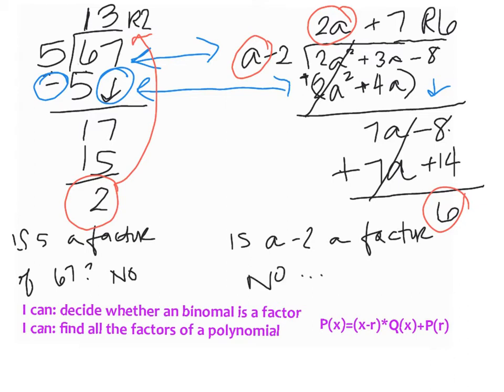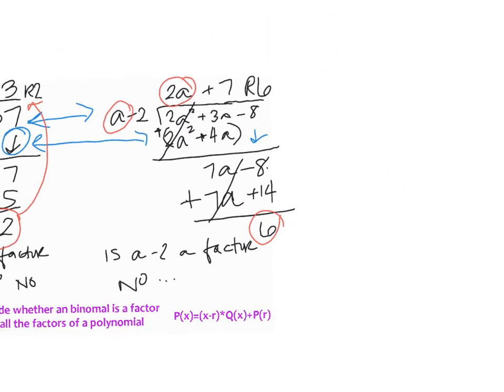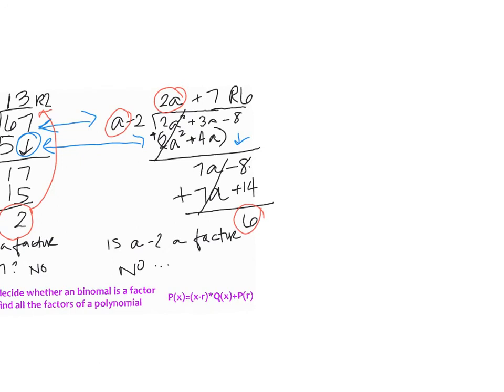No, because the answer is not 0. I could also, if we think about the remainder theorem and what we've talked about, if A minus 2 is a factor, then I should be able to plug in P of 2 and get 0 out.